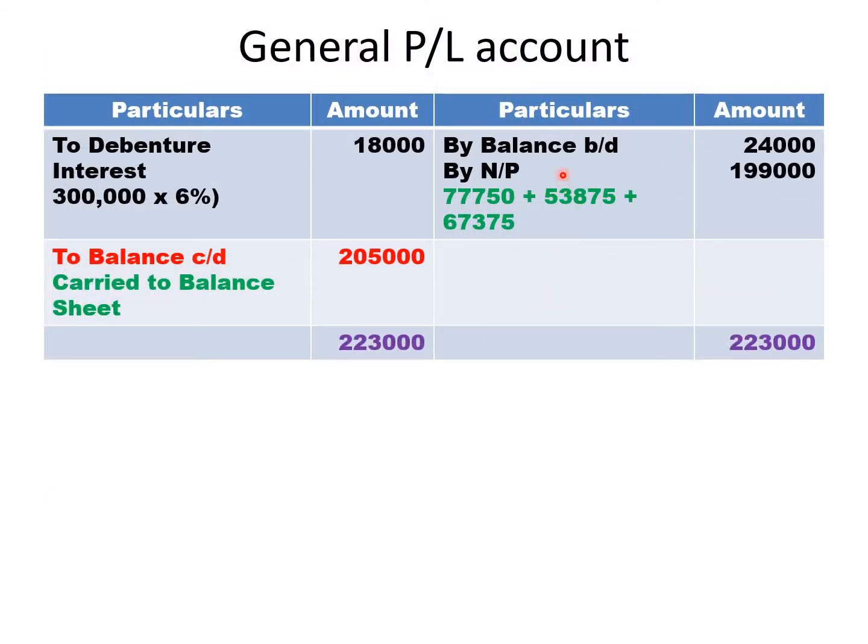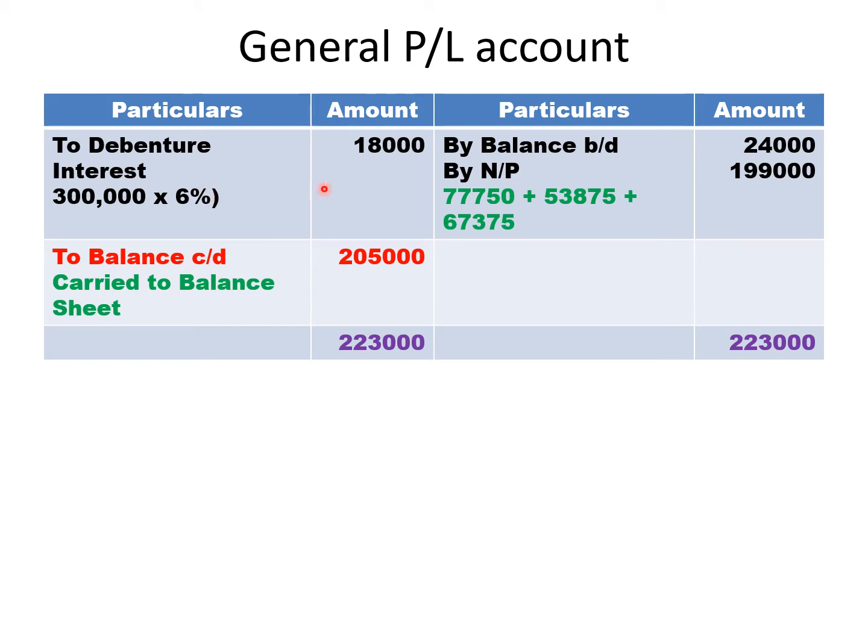So bring down the profit, students, and the old profit. In the trial balance, they have given you PL account in bracket credit. So we record in the credit side 24,000. Bring down the profit of Department A, Department B, Department C. All the three profit is 1,99,000.